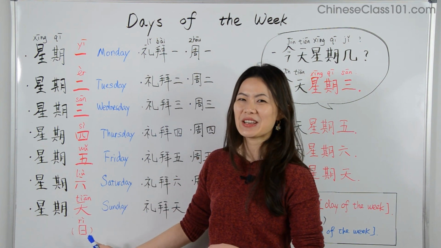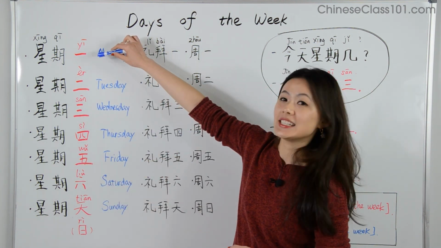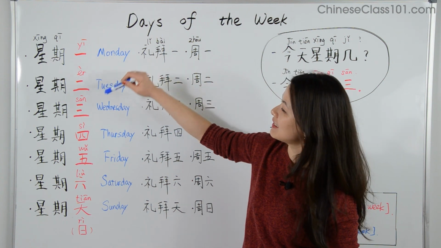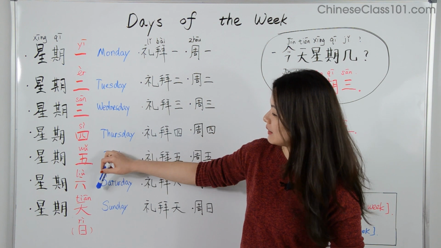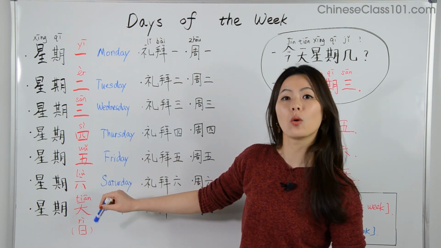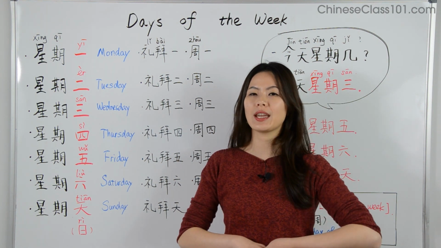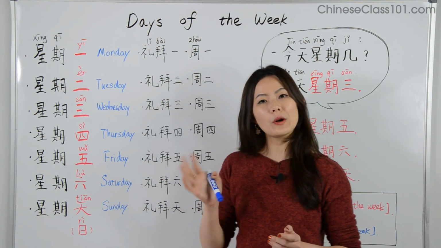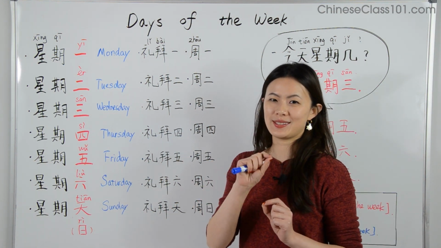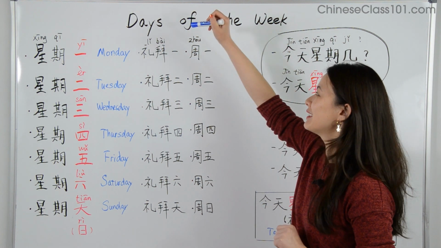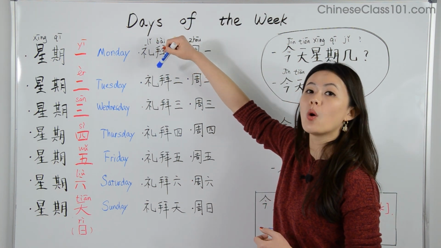So again, the 7 days of the week in Chinese is 星期一, 星期二, 星期三, 星期四, 星期五, 星期六, 星期天, or 星期日. Okay, there are 2 other ways to say the 7 days of the week, but don't worry, they follow the same format, same pattern. We just use different words for week. So this way, we can say 礼拜. We use 礼拜 to say week.